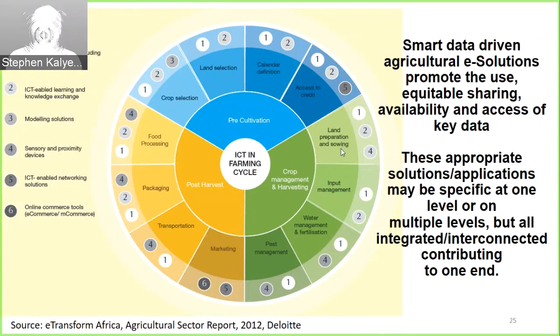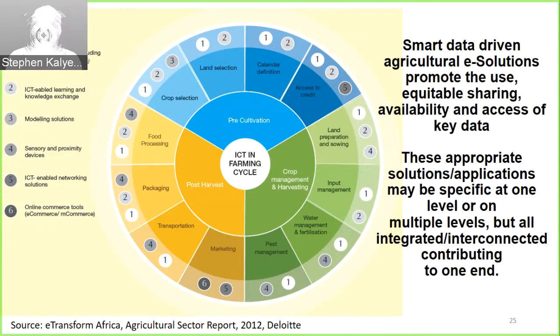Okay? We can have land preparation and sowing practices. The decisions they have to make are based on the information available in the ICT-enabled learning platforms. When we come to water management and fertilization, the solutions that we can have, 1 and 4, sensory and proximity, can we have all these developed for these farmers?